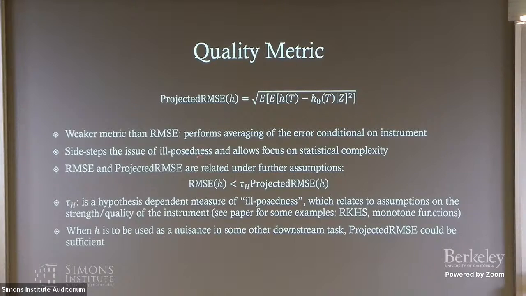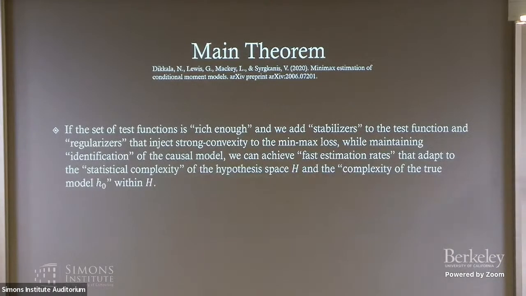Sometimes also when this H model that you're going to learn is used in some downstream task, as a nuisance model in some other estimation task, then many times this metric is sufficient to imply error rates for that downstream parameter that you care about. So sometimes you don't even need to argue about this and use our guarantee directly. So that's an important slide. And then given that, this is our main theorem.